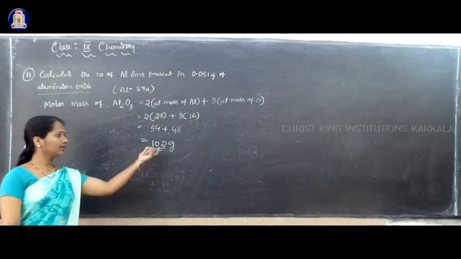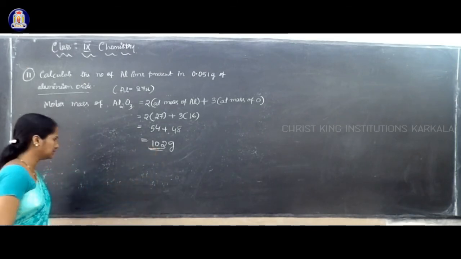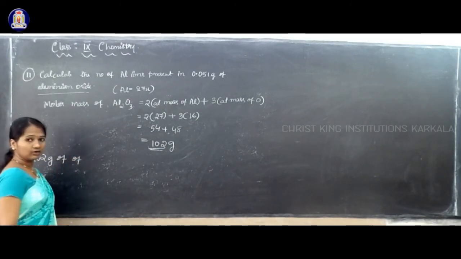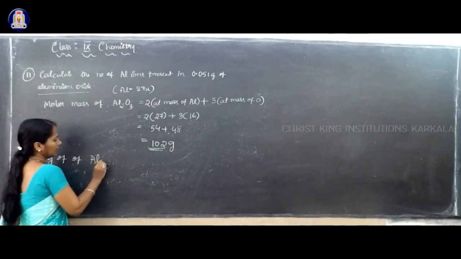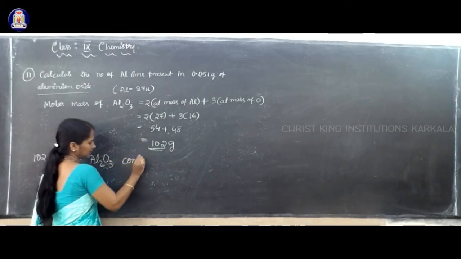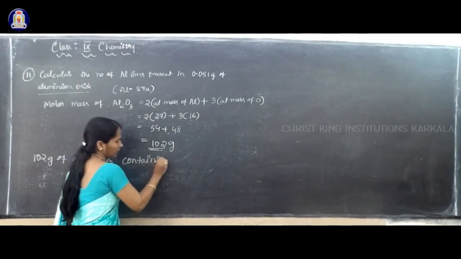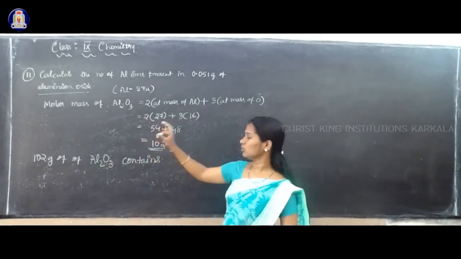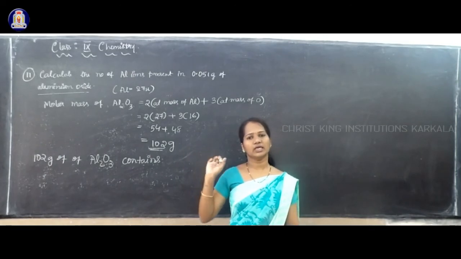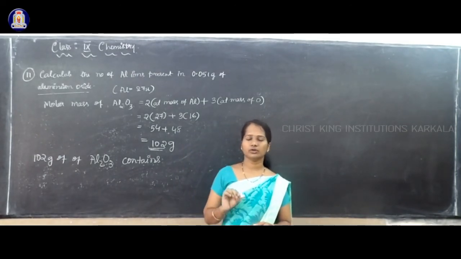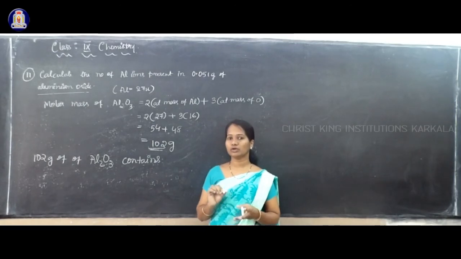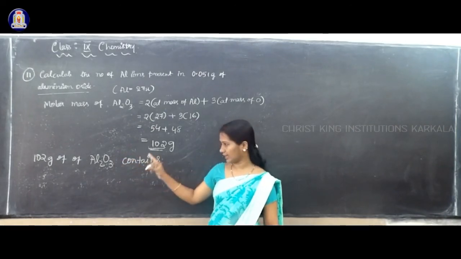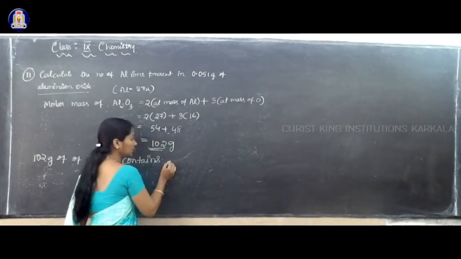What is this? 102 gram is the molar mass, that is, 102 gram of Al2O3 contains how many molecules? As we know, 1 mole of any substance contains 6.022 into 10 to the power 23 atoms. So 102 gram of aluminium oxide contains how many aluminium atoms?